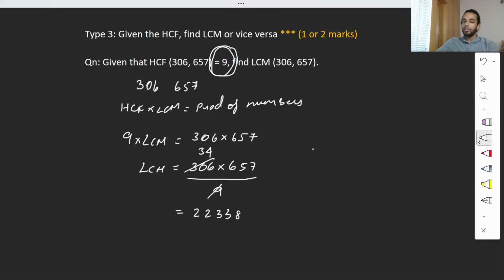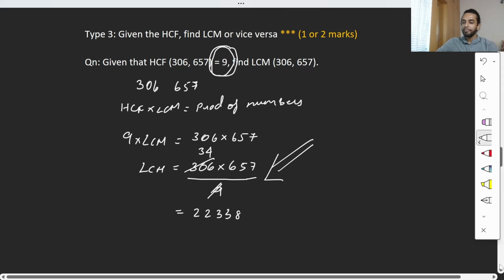I would also like to bring our attention to one part where it is better to cancel this 9 with 306 in this step instead of multiplying the numerator and then dividing it. So let us make it simple by cancelling the 306 with 9 and then multiplying. That way we can also conserve some more time.